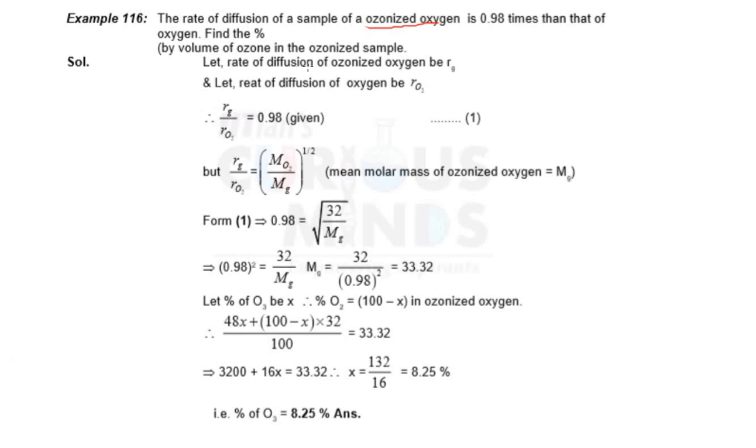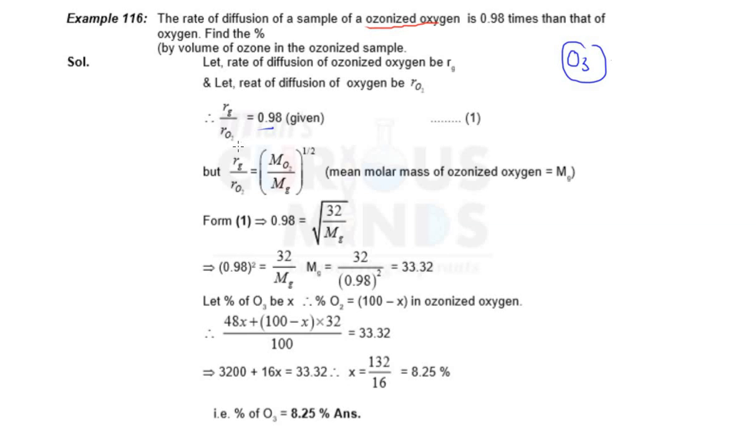Let the rate of diffusion of ozonized oxygen be Rg, or Rm, or whatever, and let the rate of diffusion of pure oxygen be RO2. What is given is that the ratio of the rate is 0.98, right? So the sample contains O3. This is the formula of ozonized oxygen, which is nothing but ozone. So the rate of this is given as 0.98.